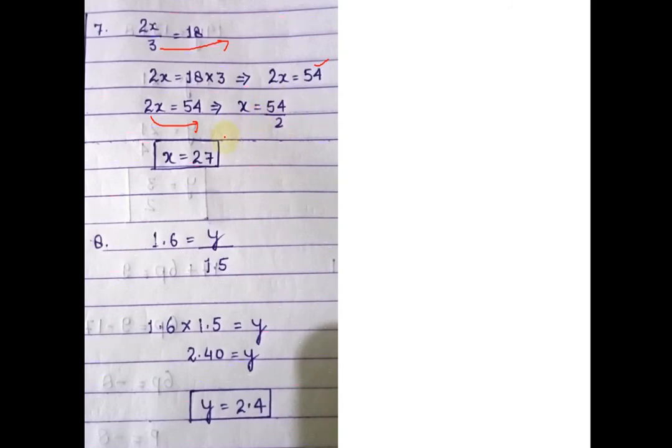Okay, so 2 7s are 14. So this is the seventh one. Now the eighth one, what is this? 1.6 is equal to y upon 1.5.